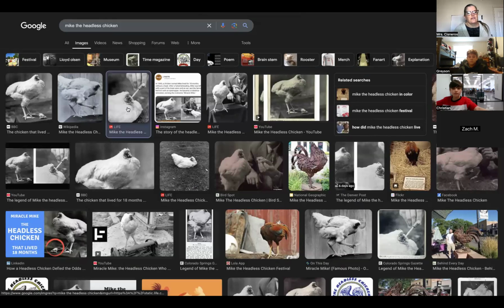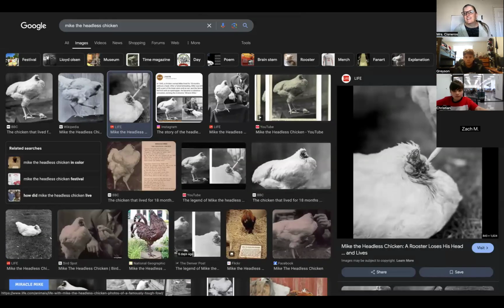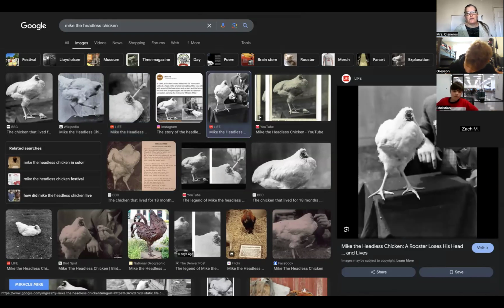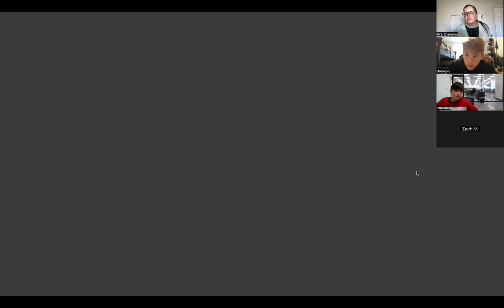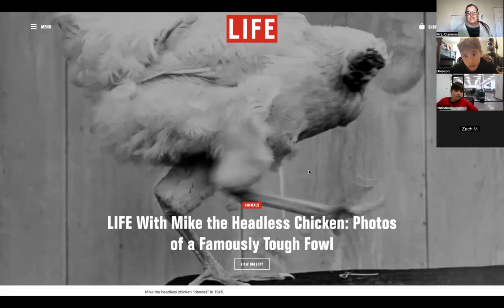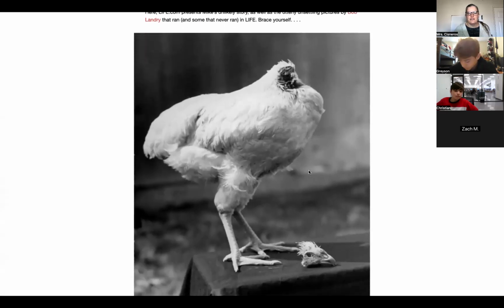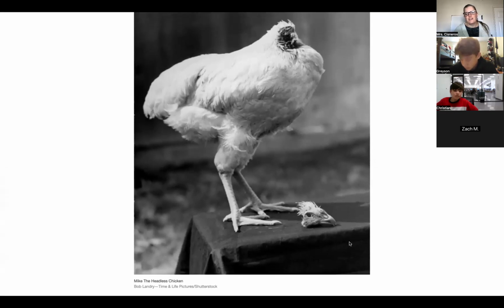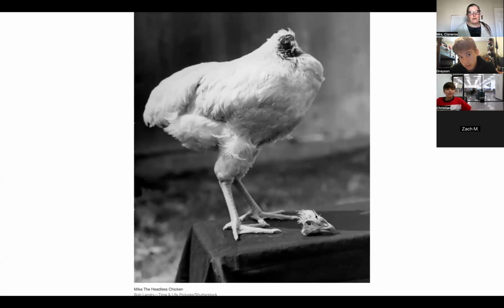Let's look at this one. So this is how they fed him with a little syringe, a little dropper, like an eyedropper. But that's so there's part of his brain still intact there. So that's how he stayed alive. This is a creepy picture. Look at that one. Hold on, where did it go? Oh, yeah, there you go. There's his head down there by his feet. That's not supposed to be there.